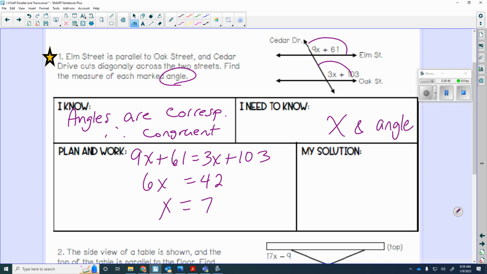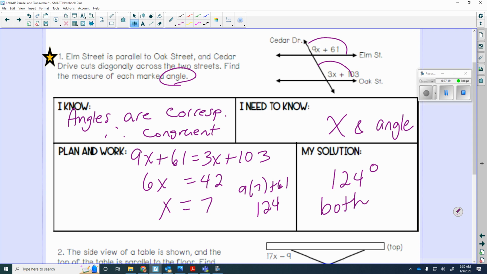So now our solution would be to plug this back in, right? So 9 times 7 is 63, plus 61 is 124. Do I need to do the other one? No, but would it be a good idea to check your work by doing that? Yeah, 3 times 7 is 21, and 21 plus 103 is 124. So each angle is 124 degrees.